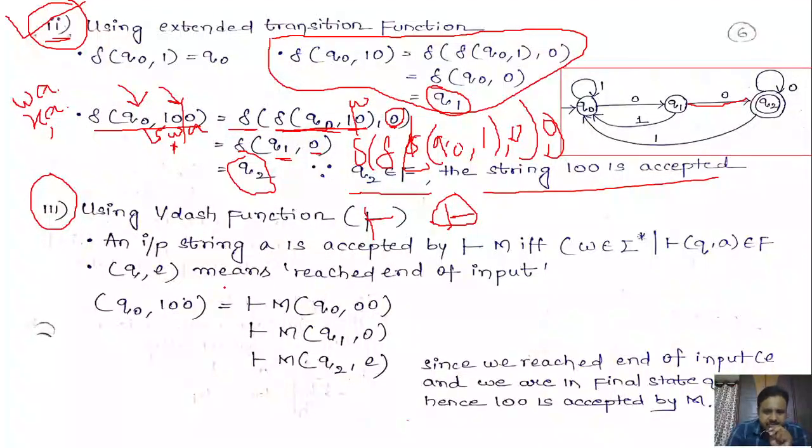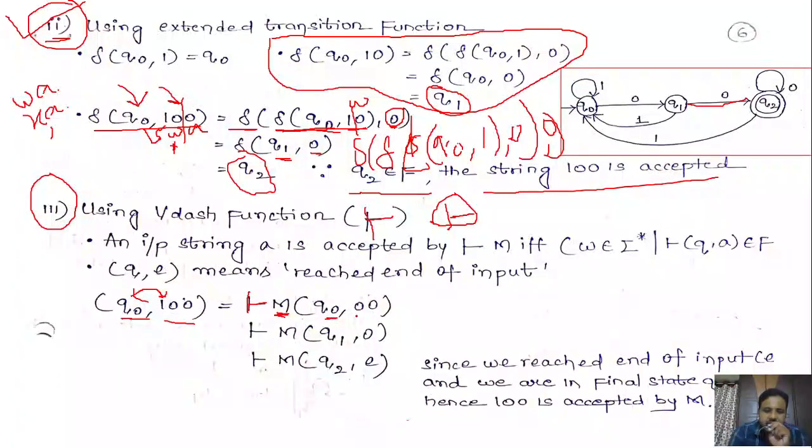Here, first we start with the starting state. What is our starting state? q naught, comma, what is our string? 100. So write q naught comma 100. That means we are starting to process the string 100 from q naught. Then write the turnstile, M meaning your DFA. M of what is the starting state? q naught on 1, where is it going? To itself, so write that state here.